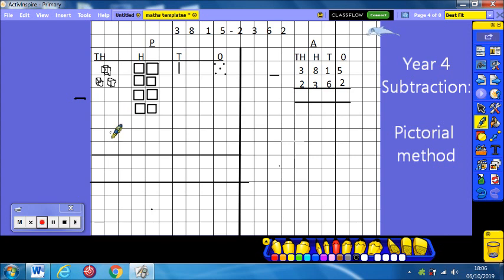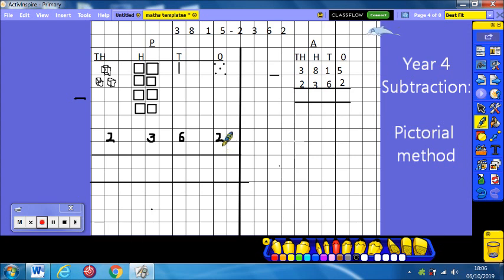Pictorially, we do not draw the number when it's subtraction because it confuses the children. Sometimes they end up adding it up when it's a subtraction calculation. So we carefully write the numbers 2,362 numerically as numbers, so we now know we're going to be taking away.